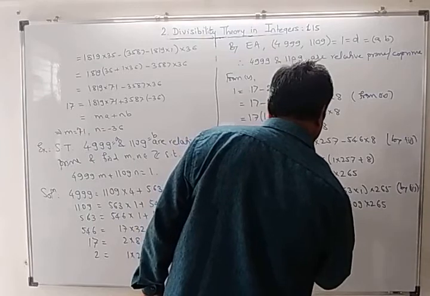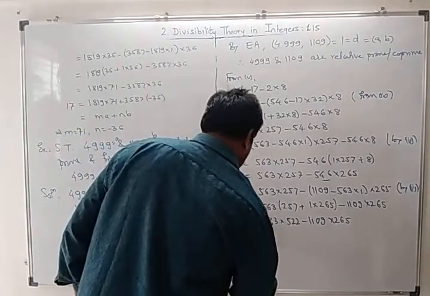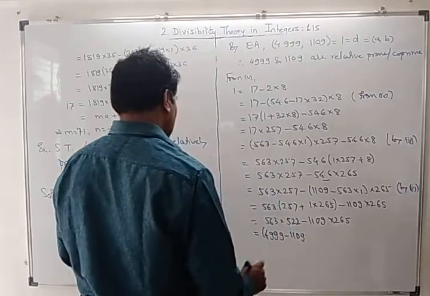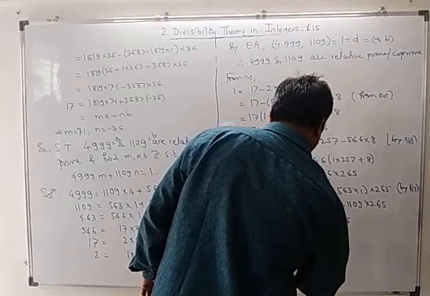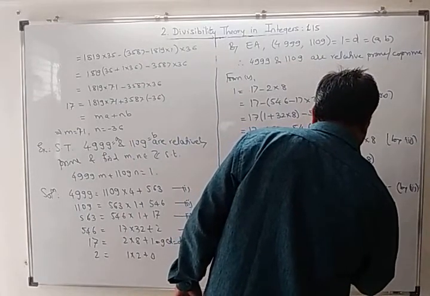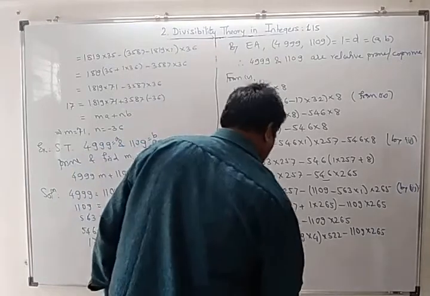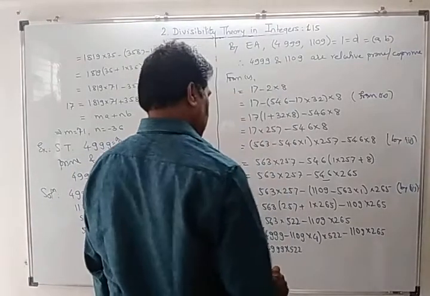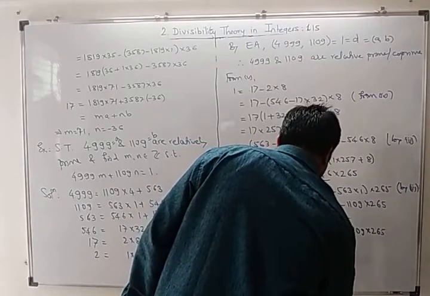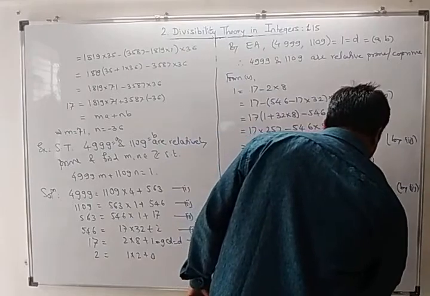Minus 1109 into 265, and now we will put the value of 563 in terms of 4999 minus 1109 into 4, into 522, minus 1109 into 265, which is equal to 4999 into 522 minus 1109 in bracket 4 into 522, plus, the minus sign is taken outside, so plus 265.